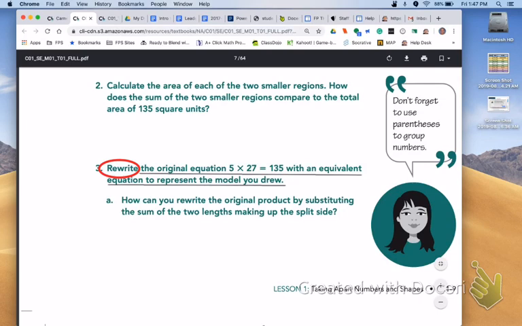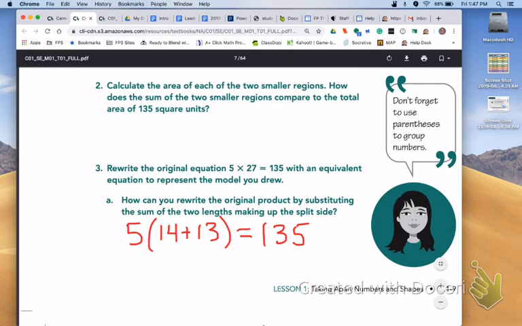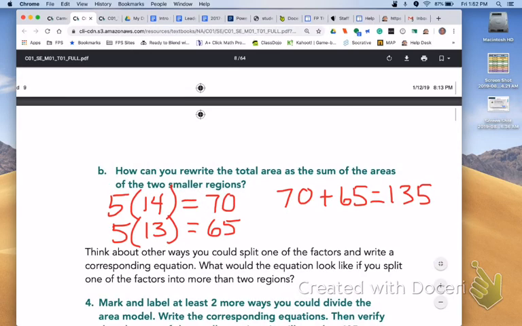Please answer number 3 with your group members. For number 3, here is an example of how you can rewrite the original product by substituting the sum of the two lengths making up the split side. For number 3, letter B, here is an example of how you can rewrite the total area as the sum of the areas of the two smaller regions.